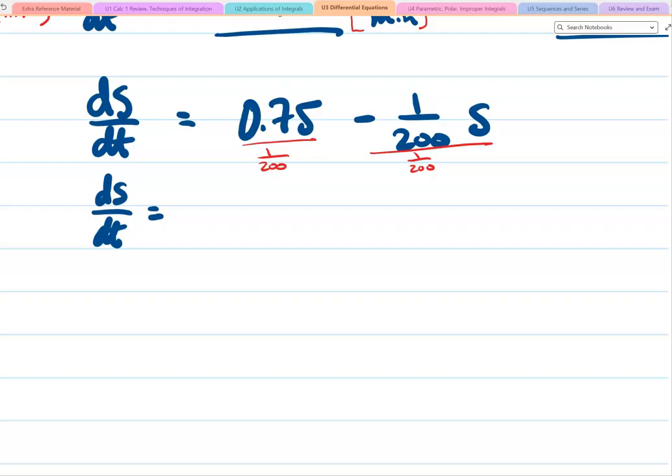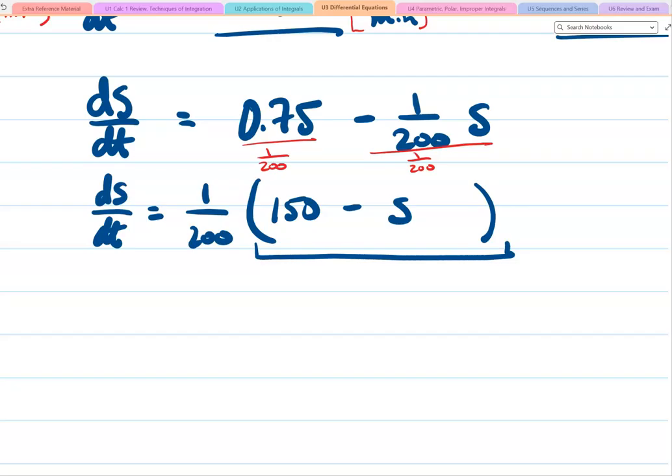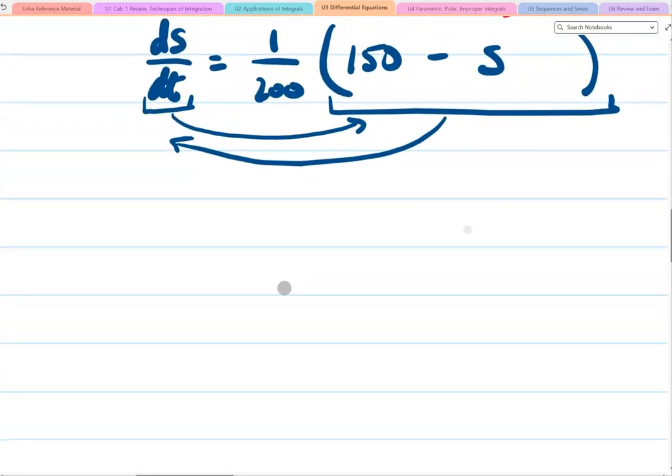If I divide both of these by 1/200th, then the coefficient 1/200th gets pushed outside of a fraction, and 0.75 divided by 1/200th, or in other words 0.75 times 200, that works out nice. That's 150. And by factoring out this 1/200th, I'm now left with 150 minus S. Here's where the separation of variables can occur. Now I can divide this expression that contains S to the left side. Now I can multiply this dt to the right side, and we have a separated differential equation.